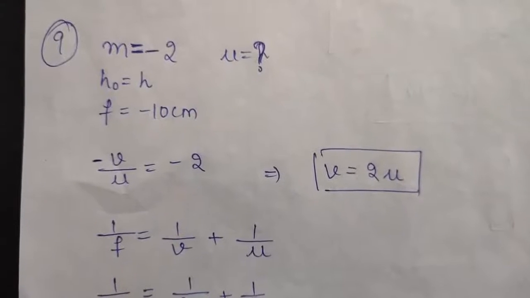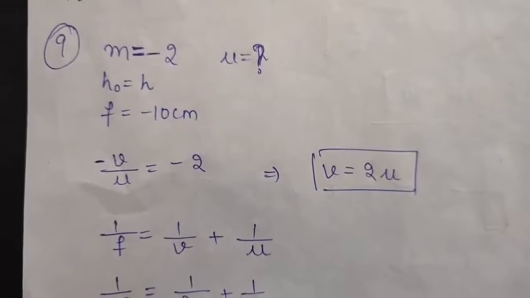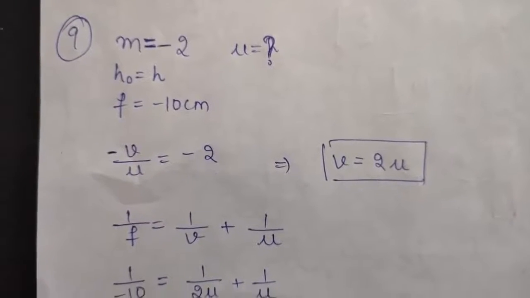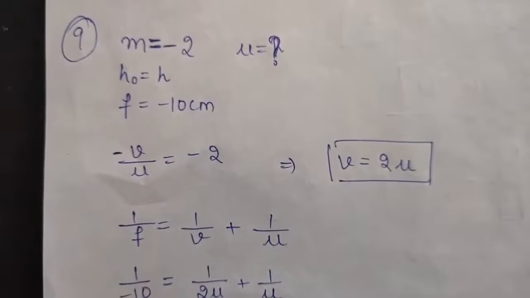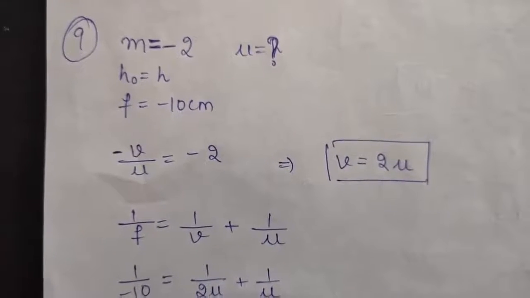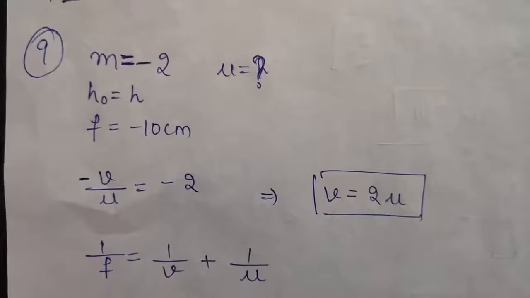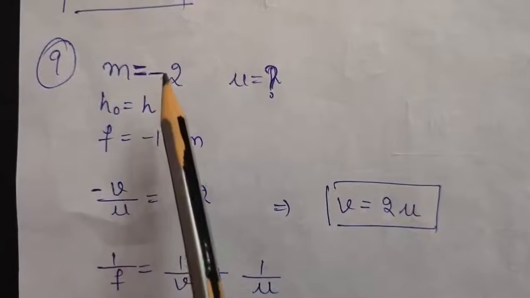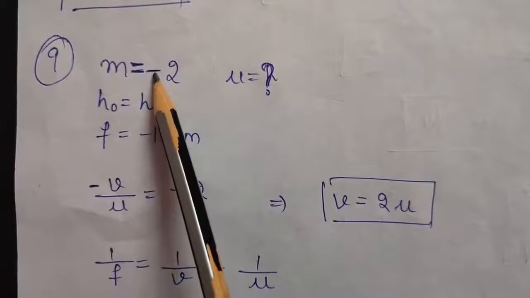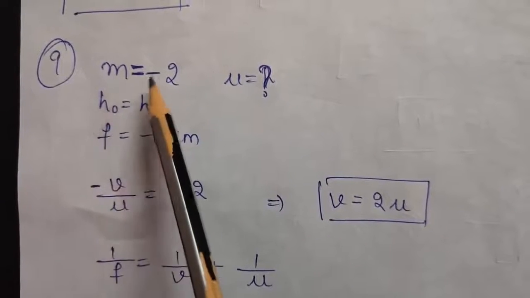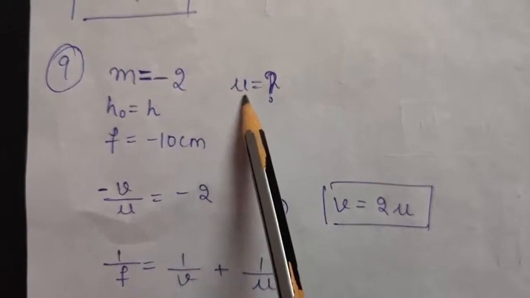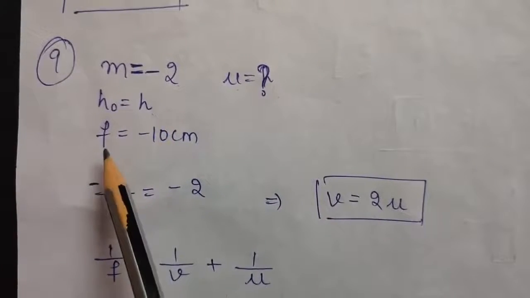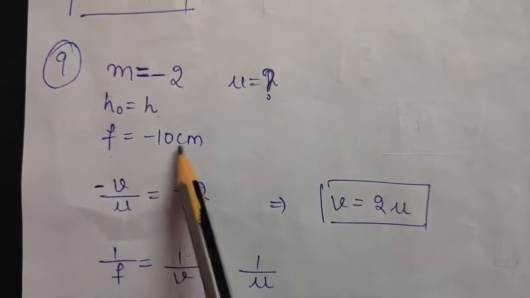Okay, so next is question number 9. It says: calculate the distance of an object of height h from a concave mirror of focal length 10 centimeters so as to obtain a real magnification of 2. To get a real image, as you know, magnification is negative. So that means your magnification should be -2. We have to calculate the distance of the object. Height of object is given to be h and focal length of the concave mirror is -10 centimeters.